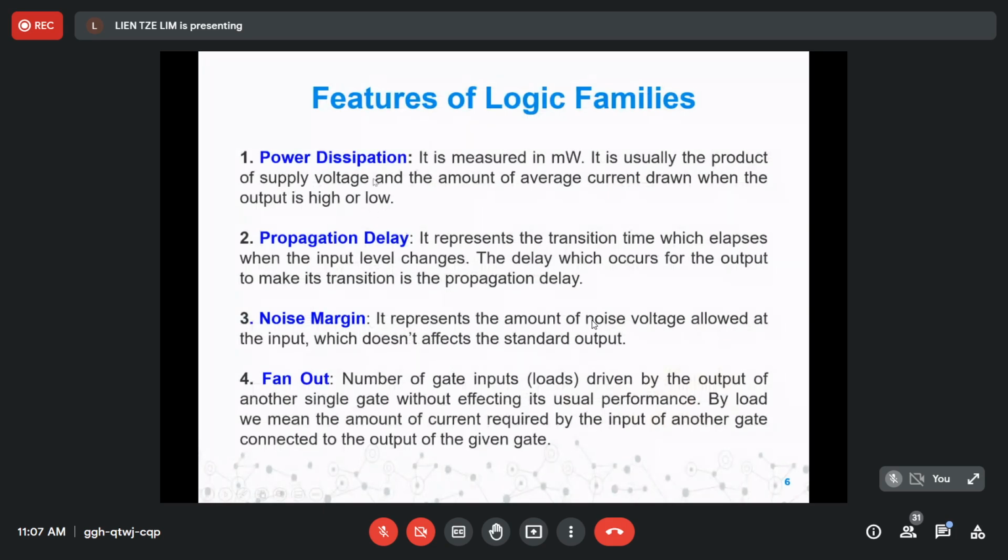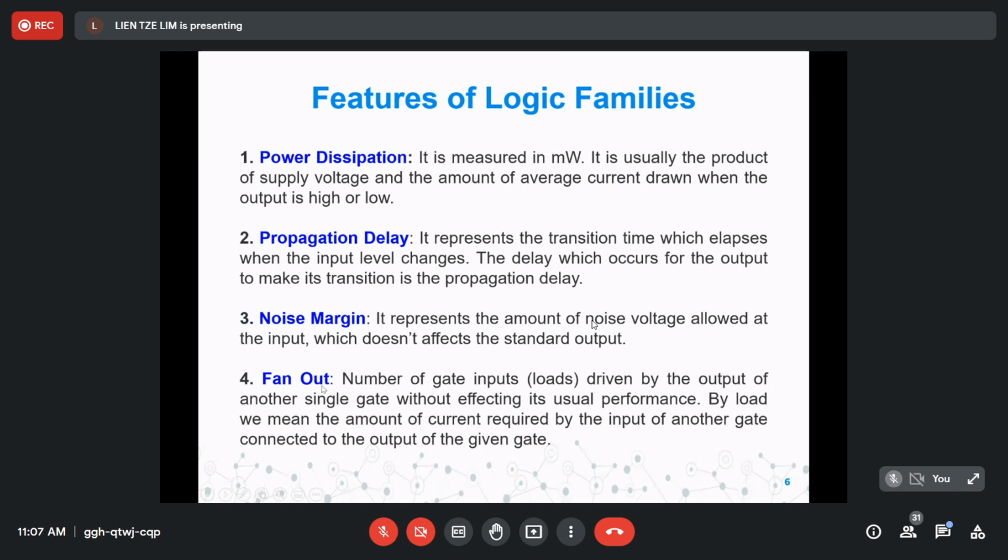For power dissipation, this is one of the parameters for evaluation. It is measured in milliwatts, usually the product of the supply voltage and the amount of average current drawn when the output is high or low. Propagation delay represents the transition time which elapses when the input level changes. The delay which occurs for the output to make its transition is the propagation delay. And noise margin represents the amount of noise voltage allowed at the input which does not affect the standard output.